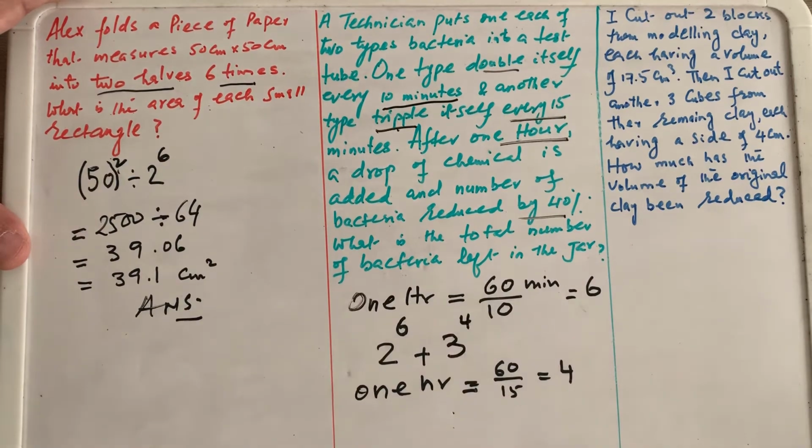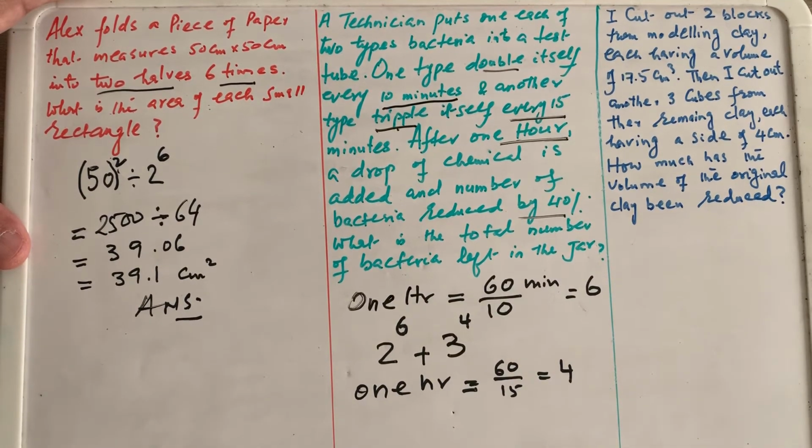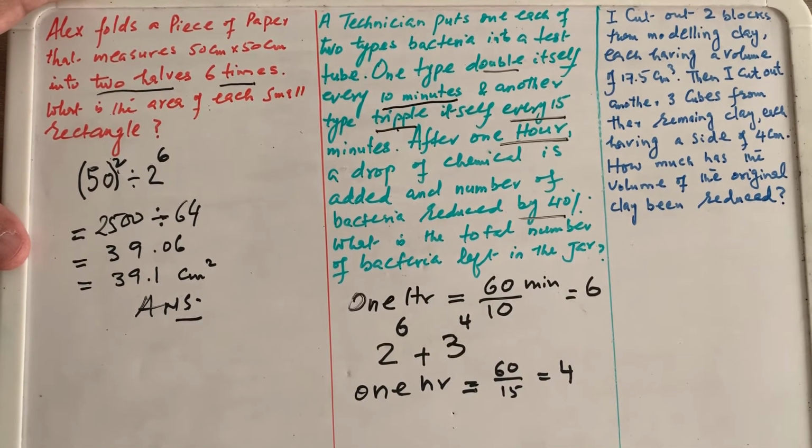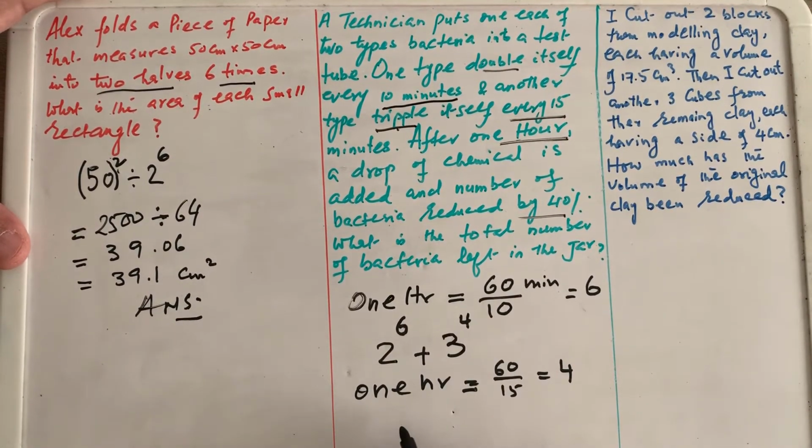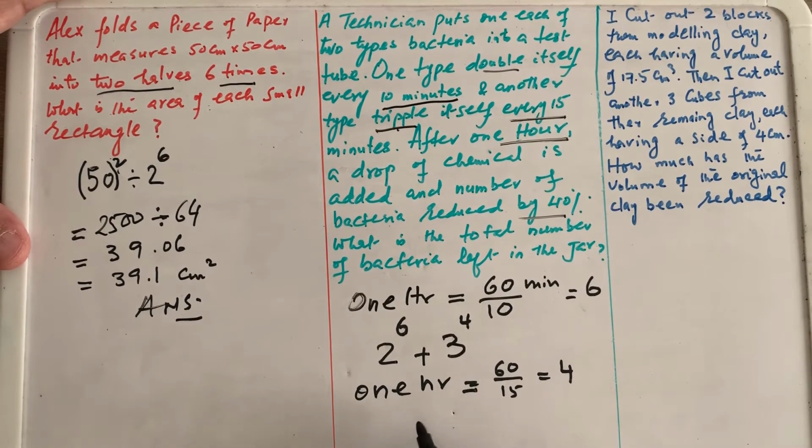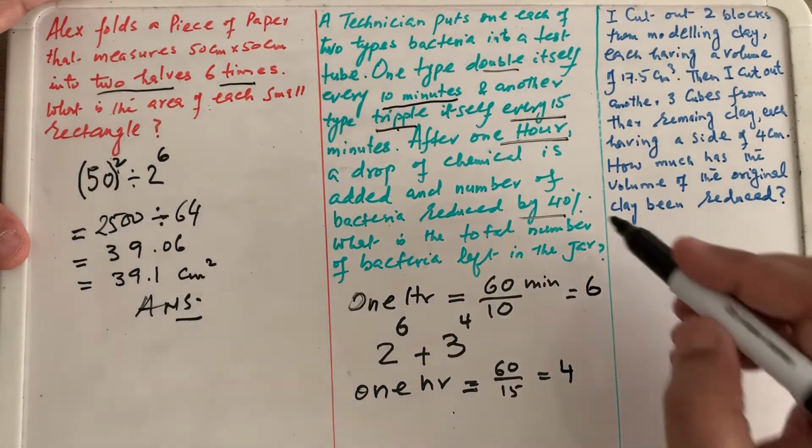This is what students need to understand, that one type of bacteria doubles itself every 10 minutes, and another type of bacteria triples itself every 15 minutes. After 1 hour, a drop of chemical is added, right? So after understanding how the bacteria are increasing their quantity, how much is left after 1 hour?